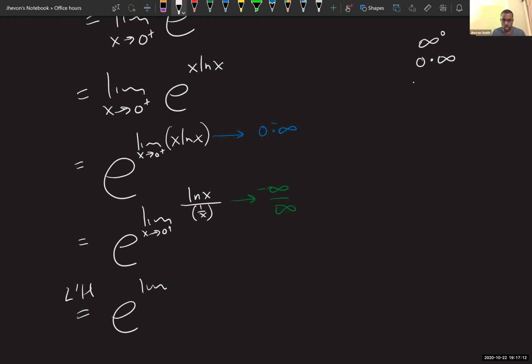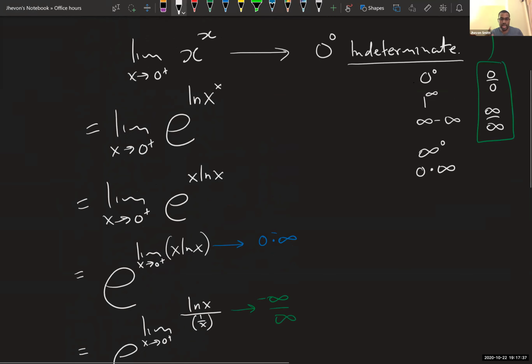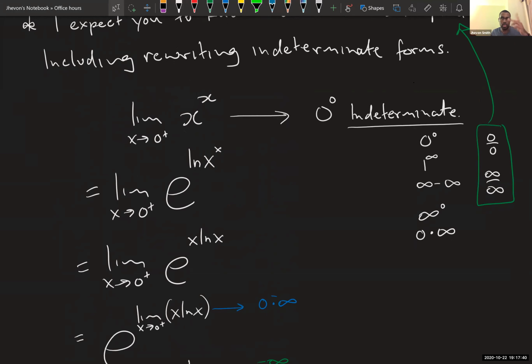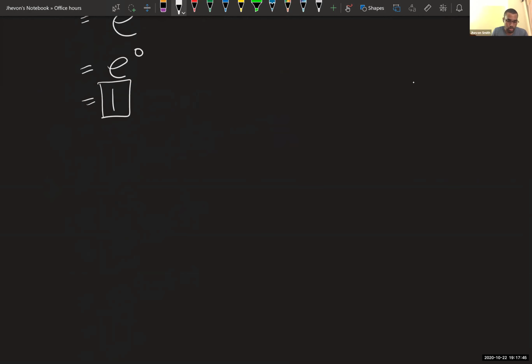L'Hopital's rule says, if the limit exists, you'll get the same answer if you differentiate the top and divide by the derivative of the bottom. And so this just becomes e to the limit of minus x as x is approaching 0. And so that's just e to the 0, which is 1. So this idea of rewriting with e's and ln's to get a power to behave itself, you can do that. And I just showed you an example.